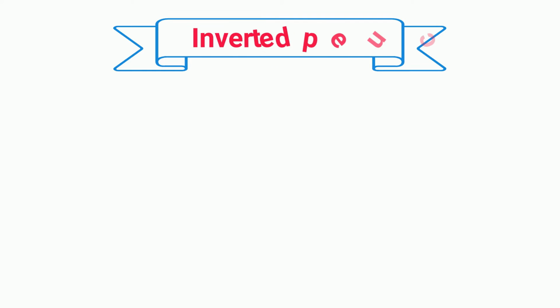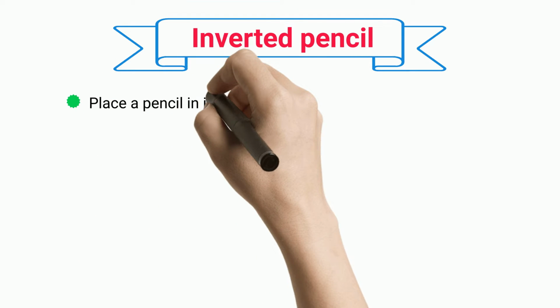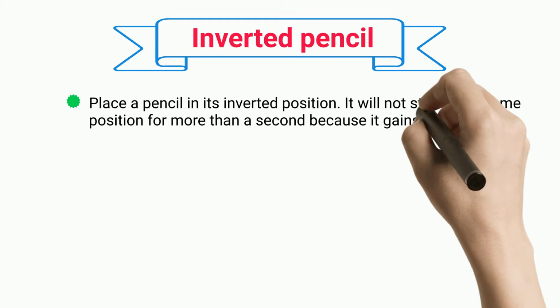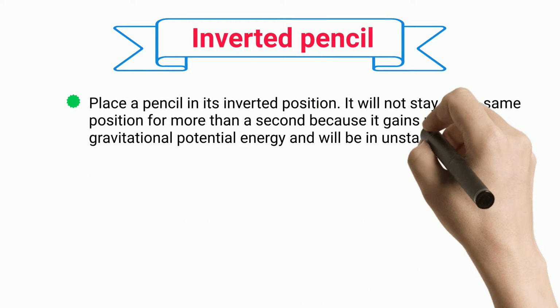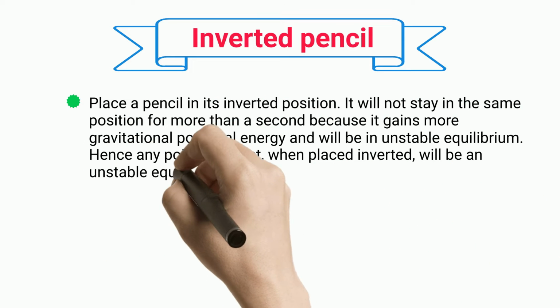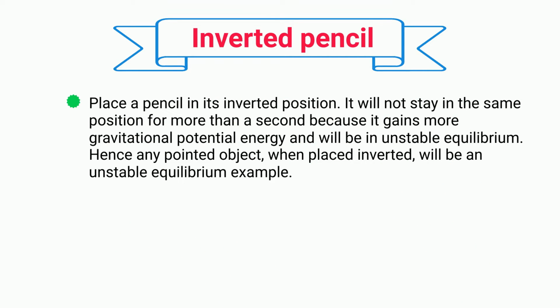Inverted pencil. Place a pencil in its inverted position. It will not stay in the same position for more than a second because it gains more gravitational potential energy and will be in unstable equilibrium. Hence, any pointed object, when placed inverted, will be an unstable equilibrium example.